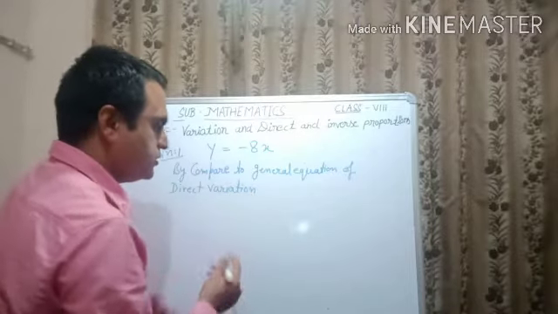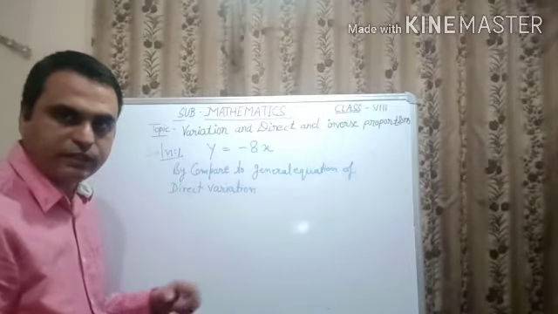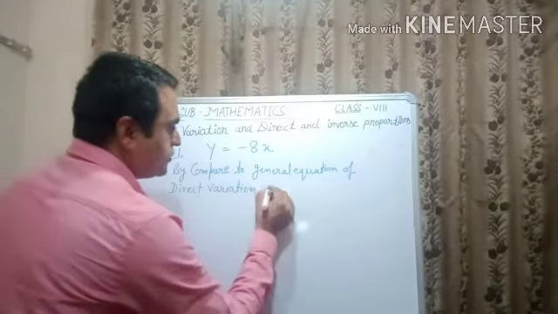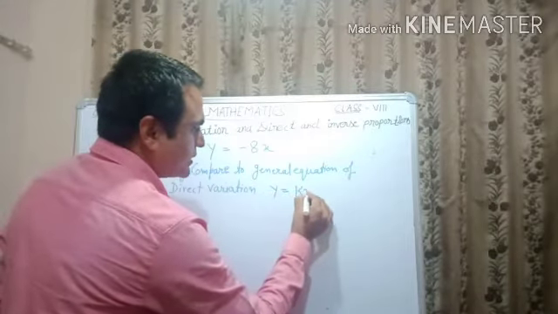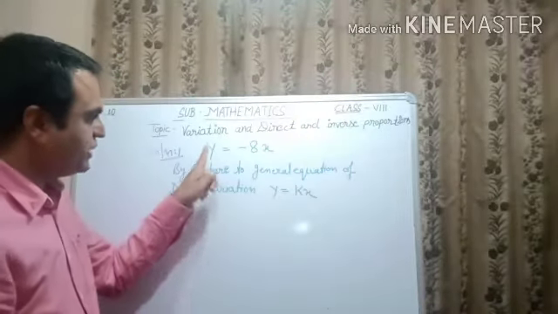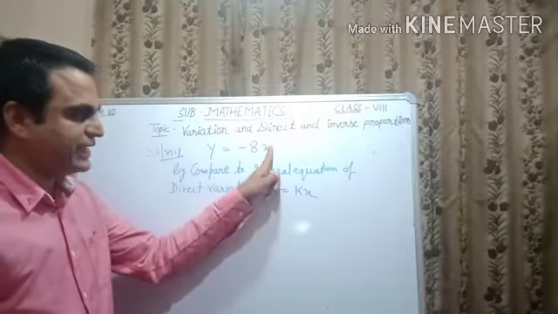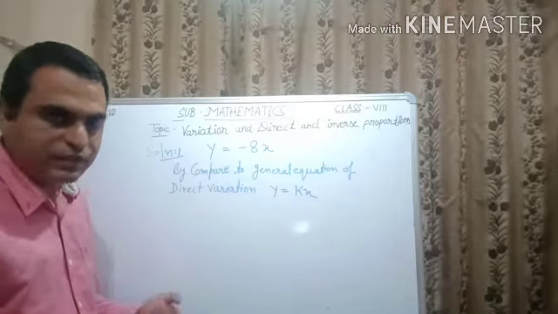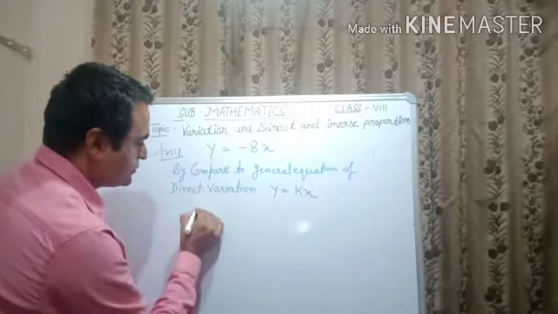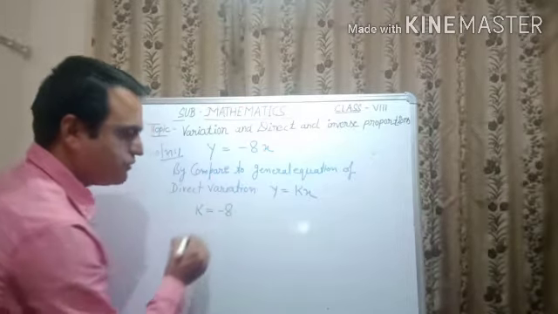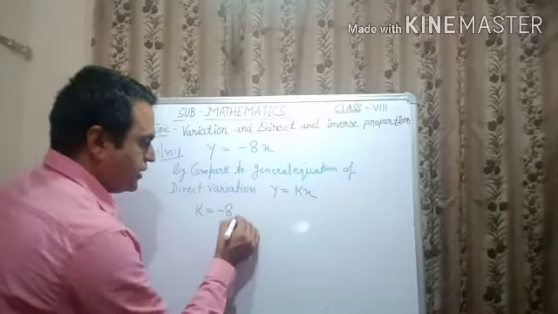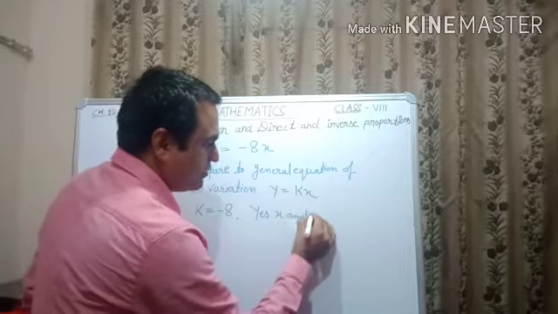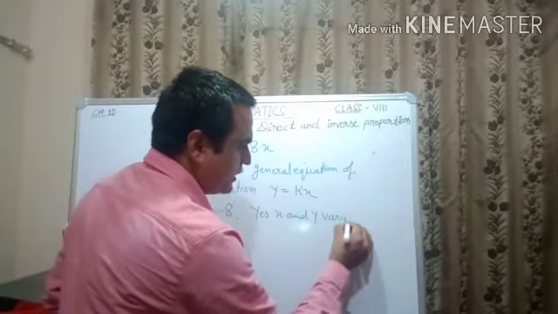And what is the general equation of direct variation, which I wrote in the previous point? That is y equals kx. Now by comparing, in the place of y is y, in the place of x is x. Now you have to tell me, in the place of k, what numeric value is written. Now k equals minus 8. We get the value of the constant, and we also have to write that yes, x and y vary directly.